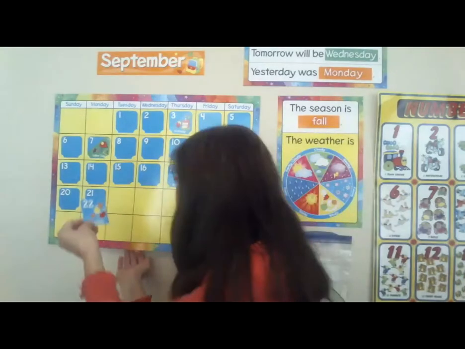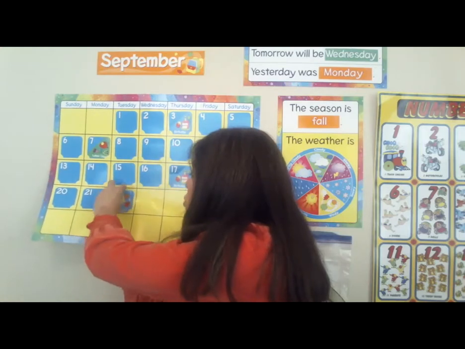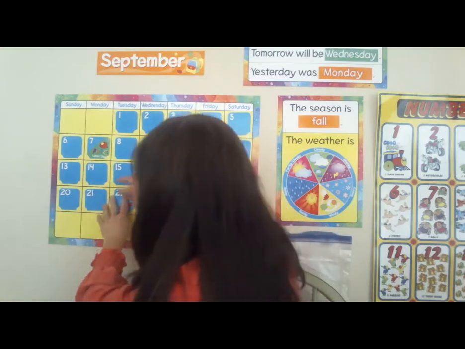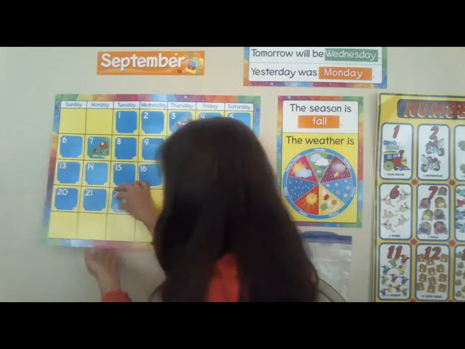So let's put it all together, okay? It is September 22nd, 2020. And it's the first day of fall. So you don't see summer here anymore. Now we see the season is fall. We're going to start to see cooler weather, and we're going to start to see the leaves change colors.